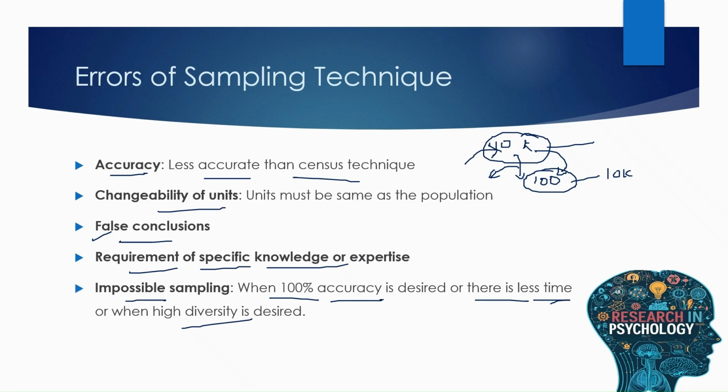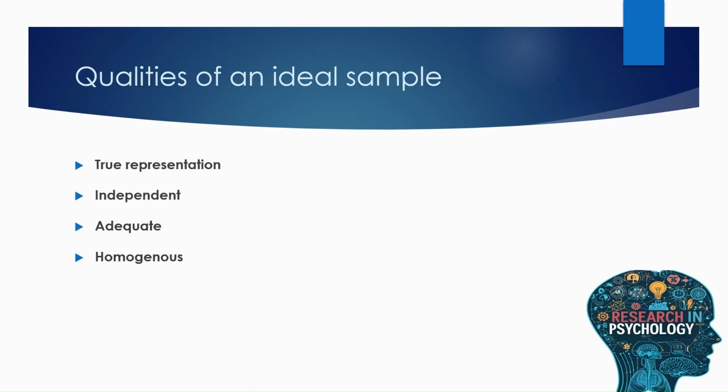And then there are cases where you would not be able to perform sampling, and if you do, you will not be able to get an accurate result, right? Like when 100% accuracy is desired, or when there is less time, or when high diversity is desired. All right. Let's see what are the qualities of an ideal sample.